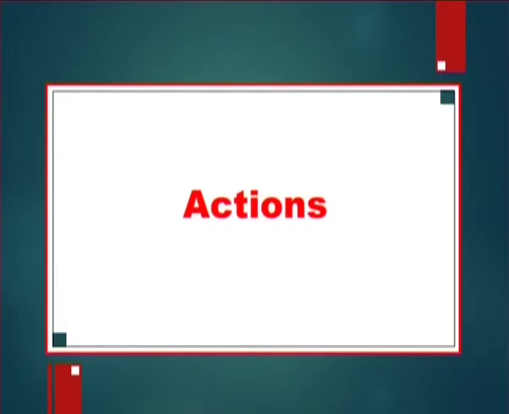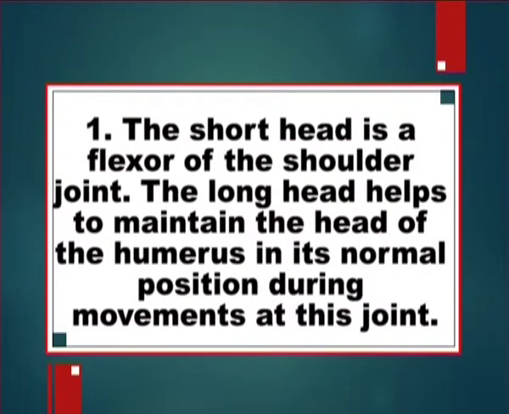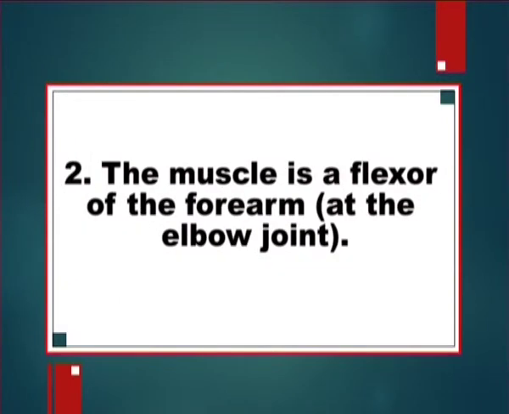Actions. The muscle crosses three joints: shoulder, elbow and superior radioulnar. It can therefore act on all of them. The short head is a flexor of the shoulder joint. The long head helps to maintain the head of the humerus in its normal position during movements at this joint. The muscle is a flexor of the forearm at the elbow joint.